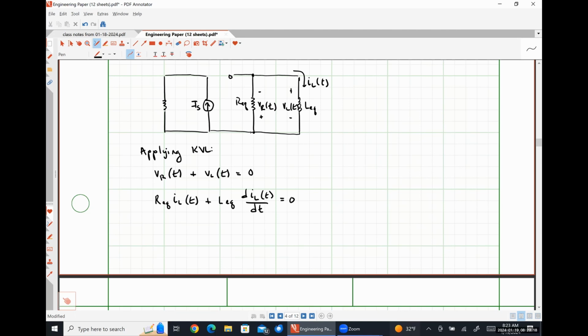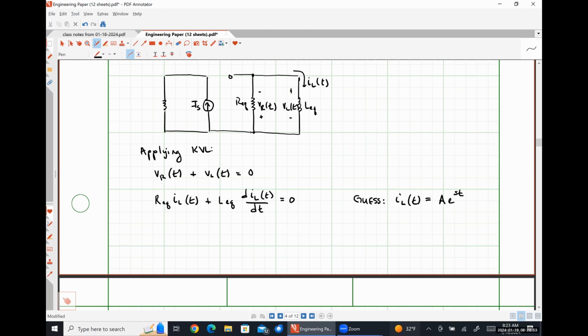An exponential function. So we are going to make an educated guess and say that our inductor current will be of the form A, where this is an arbitrary constant. We're going to figure out what value it has here in a moment. E to the st, where s is just some rate of decay or rate of growth for our exponential function, which we're also going to wind up figuring out here in a moment.